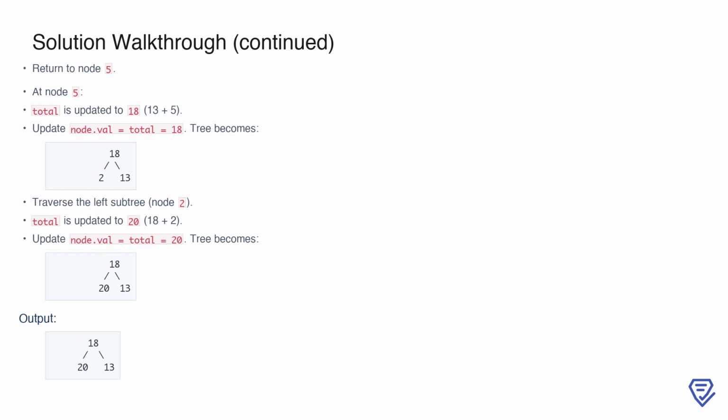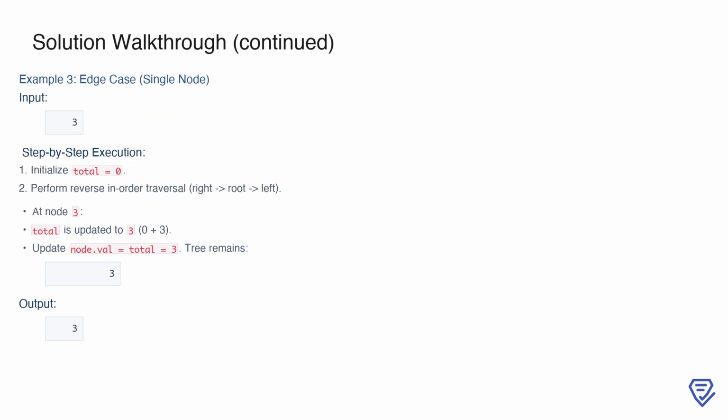Here, we add the value of node 2 to the current total, updating it to 20. The value of node 2 is then updated to this total, making it 20. With all nodes processed, the tree is now transformed into a greater sum tree. The root node has a value of 18, the left child is 20, and the right child is 13. This is the final output for this example.